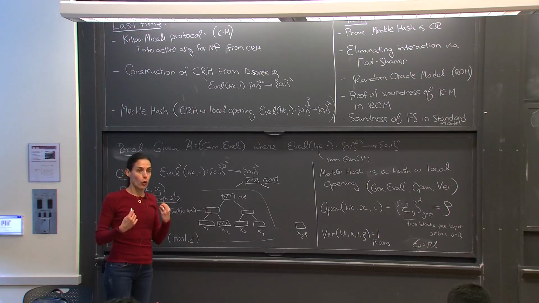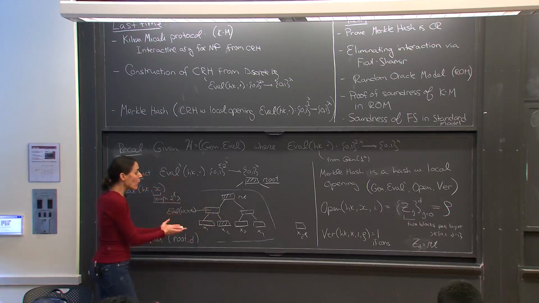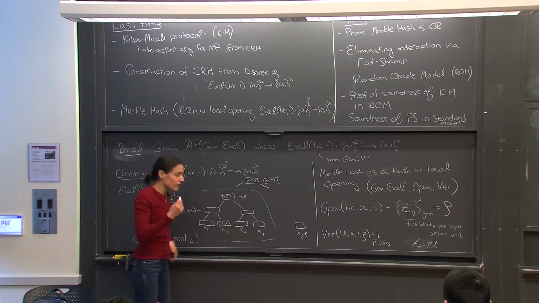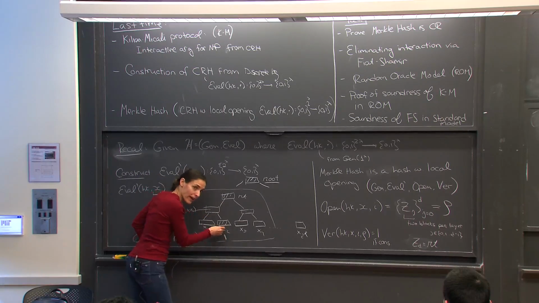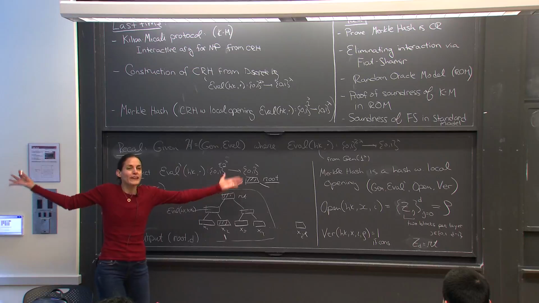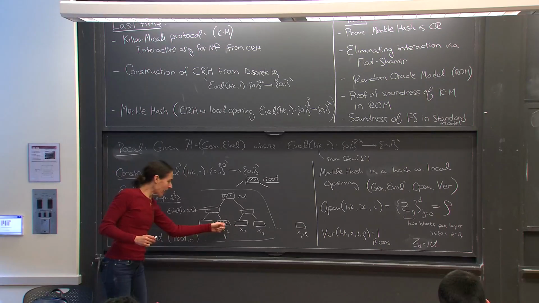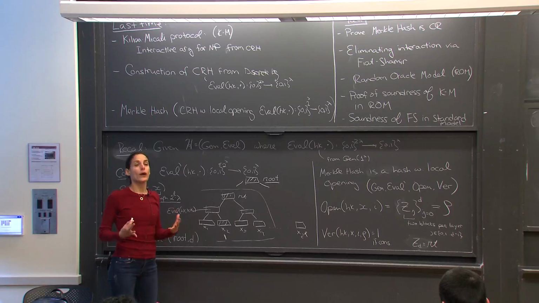So remember, what does local opening mean? I may not want to give you my entire input. I may just want to convince you that for this hash value, in some location i of the input, the value is some bit b. But I don't want to give you the entire input, because it is gigantic, you can't even hold it. So I want a succinct opening. I want to convince you in a very succinct way that what's sitting in this bit is 0 or is 1. So how do I do it?